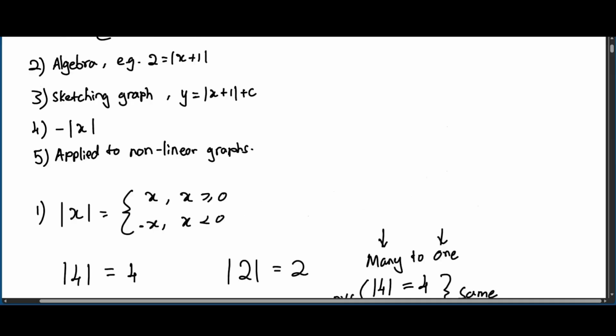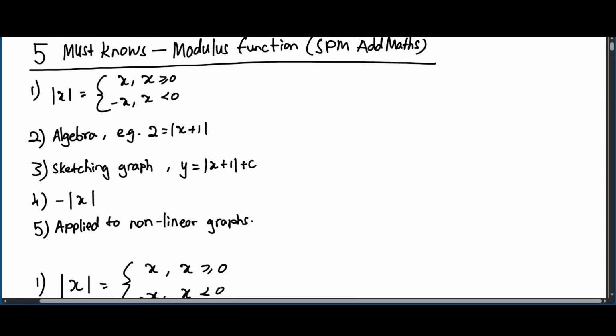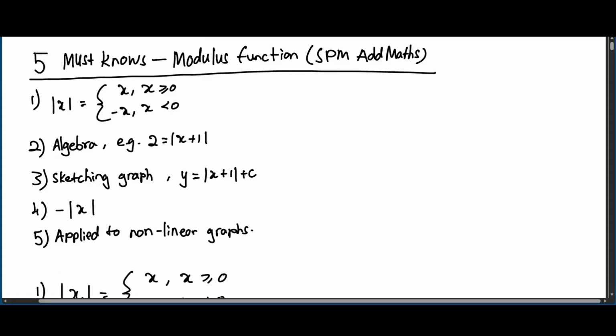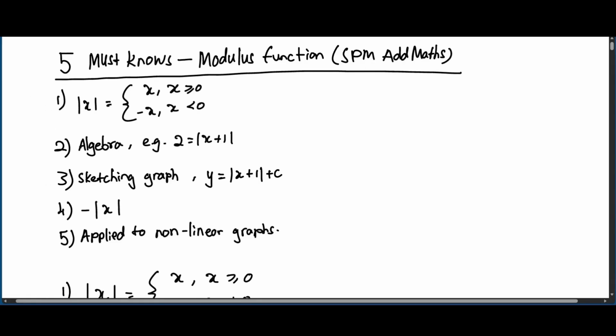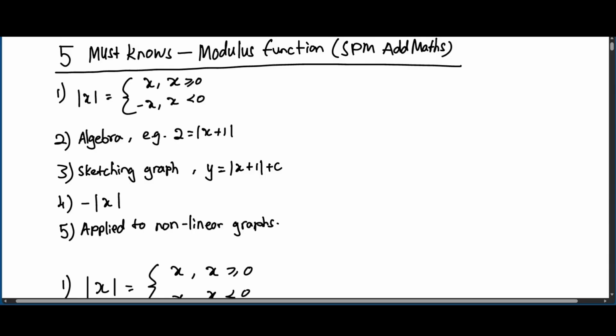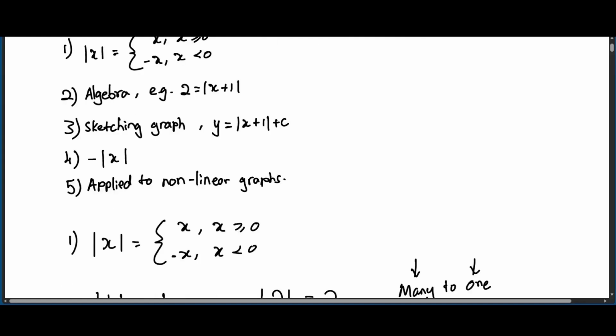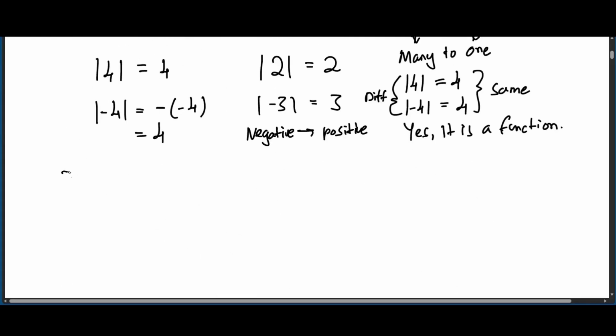Now what about point 2? Point 2 is algebra. Obviously when you learn a new mathematical notation, you should learn how to use algebra to solve it. So for example, here I have written 2 equals modulus of x plus 1, and you need to solve for x. This is one of the important parts of knowing the modulus function: you need to know how to solve for x using it.